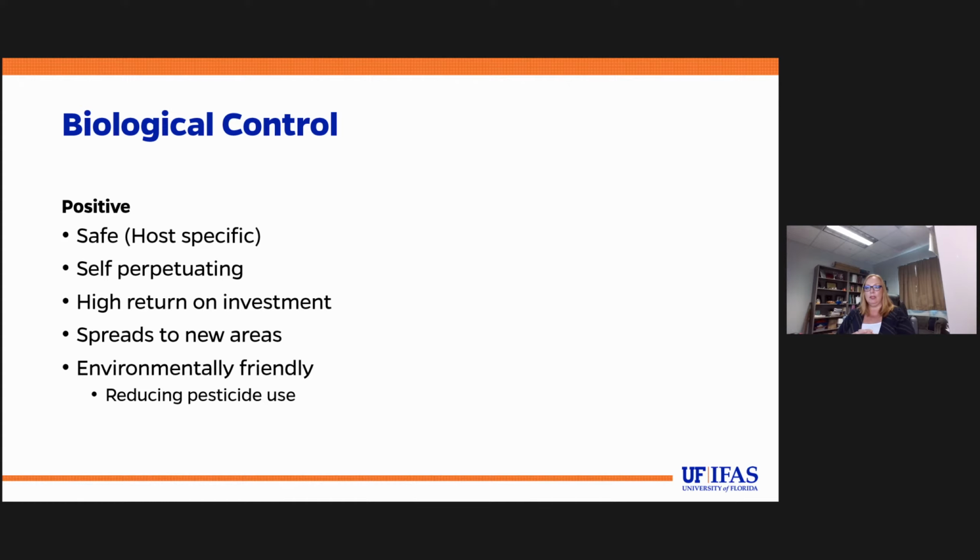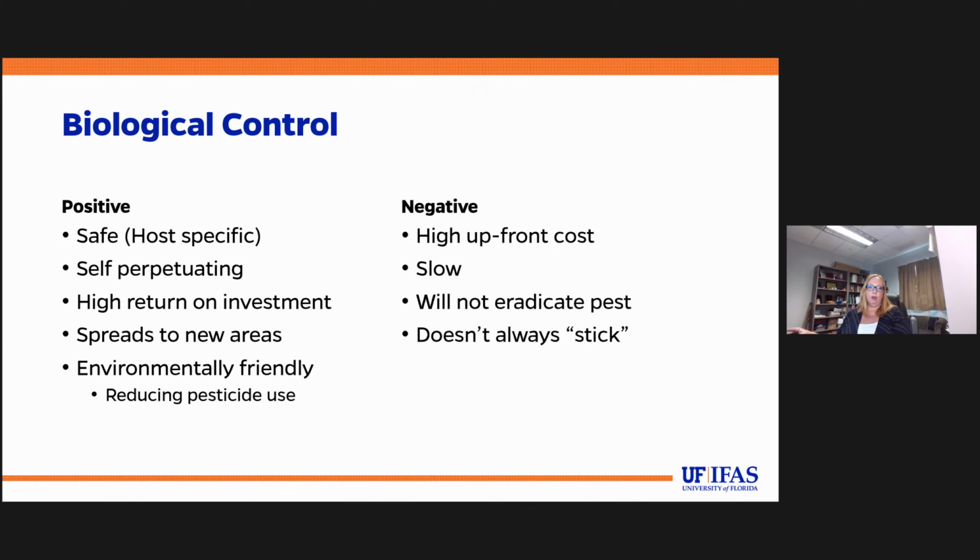Now, with any control method, there are negatives, and biological control is no different. The negatives with Brazilian peppertree are that we have an extremely high upfront cost. And so I kind of hinted at earlier about the amount of time and energy we spend on doing experiments to make sure that these insects are going to be safe to release in the new area. And so that takes a long time, upwards of 10 years, getting these things to make sure that they're safe. And so that does cost a lot of money before we can ever release anything.